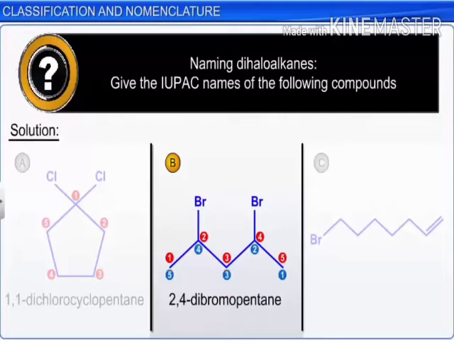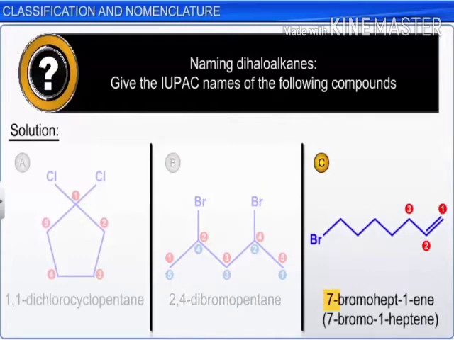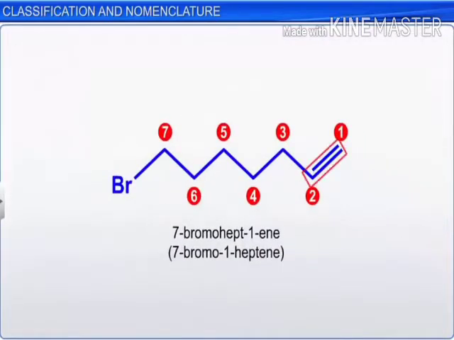Molecule C is 7-bromohept-1-ene. You might see this written as 7-bromo-1-heptene, using earlier IUPAC guidelines. The double bond takes priority over the halogen atom, so carbon number 1 is at the far right.